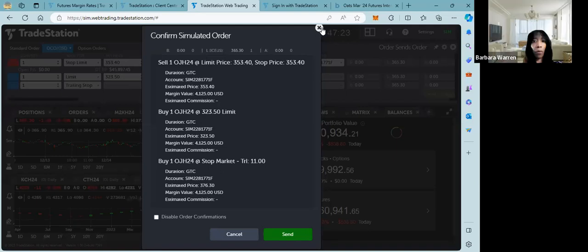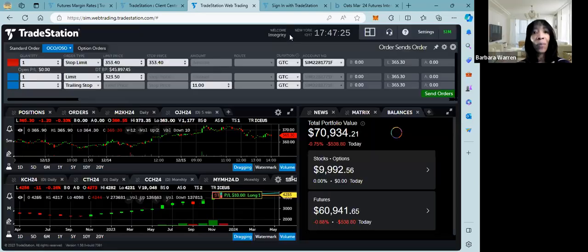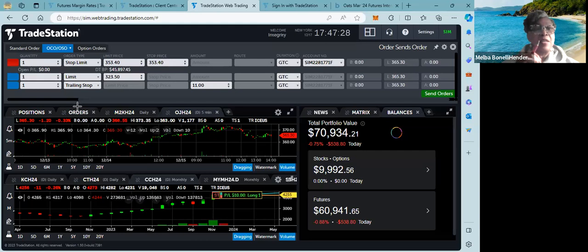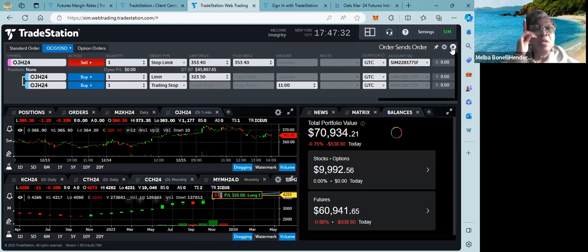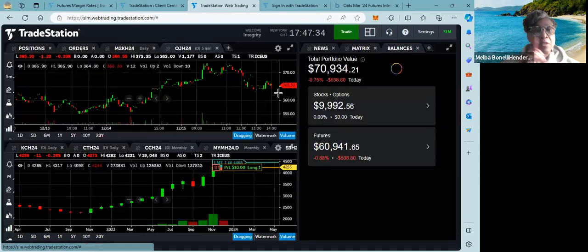Okay. And I'm not really going to press send, so that it does not end up activating that trade in her account. Excellent. All right, so let's go back to bar chart and look at the 1, 2, 3 bottom.